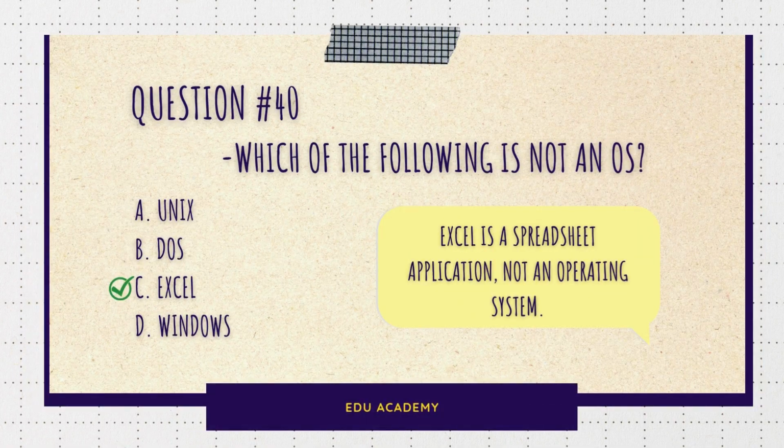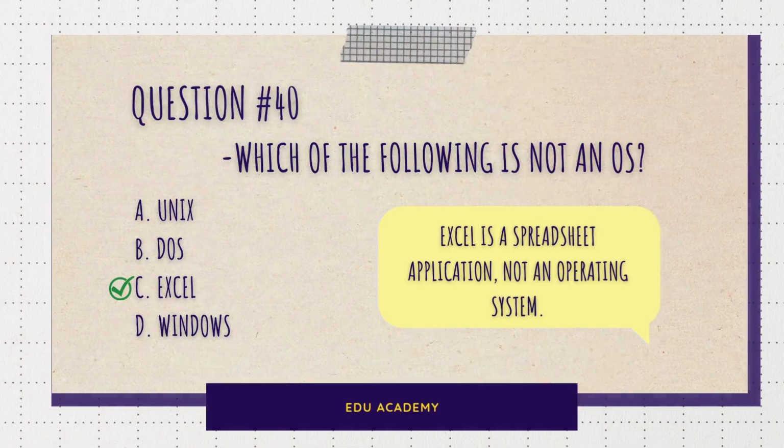Time's up. The correct answer is C. Excel. Excel is a spreadsheet application, not an operating system. DOS, Windows, and Unix are examples of operating systems.